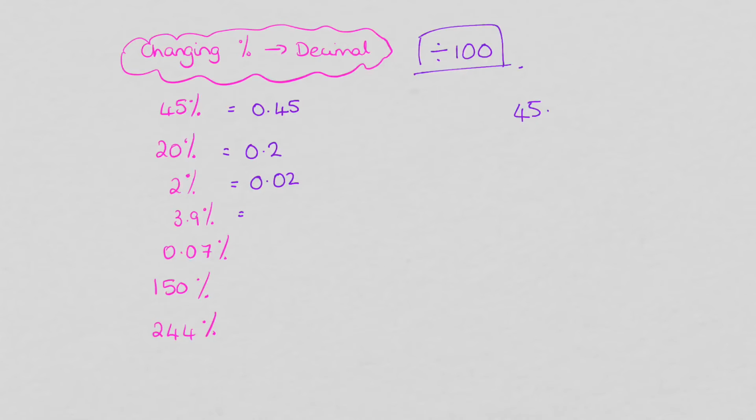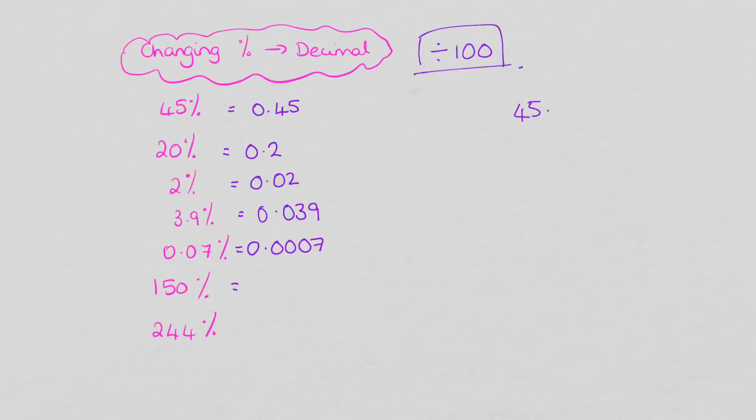3.9%, so divided by 100. Divided by 10 would put the 3 on the right of the decimal point. So moving it 1 further place makes it 0.039. Got to be careful with the zeros in this one. So we're moving 2 further places to the right, which means we've got 2 extra zeros in there.